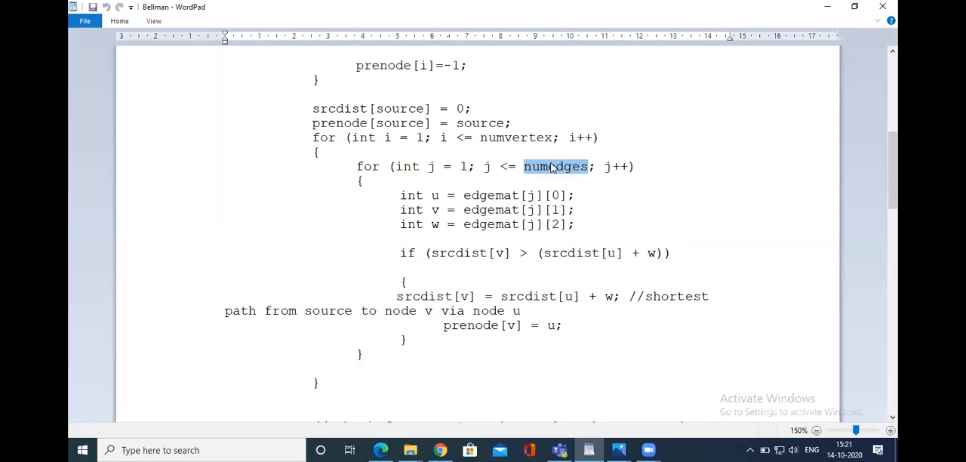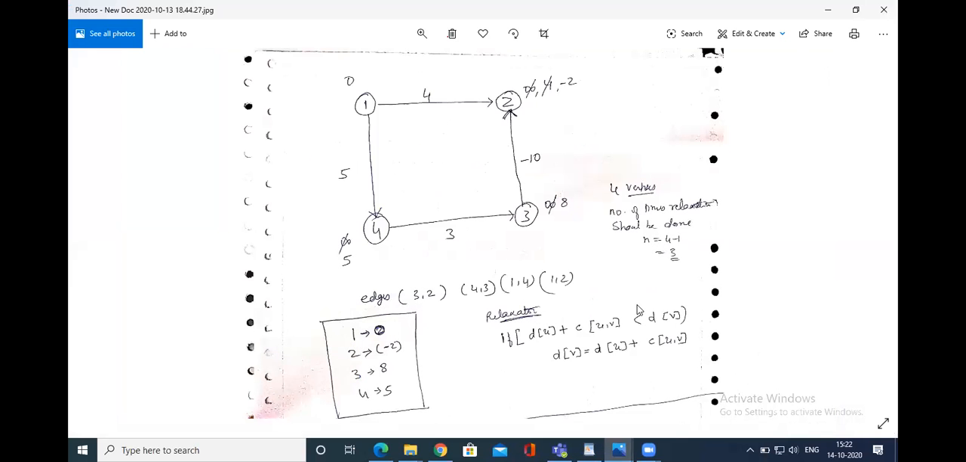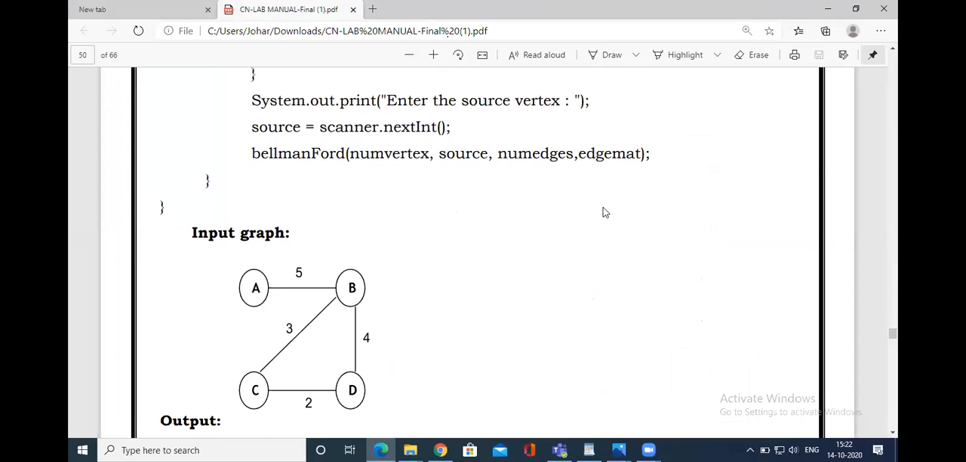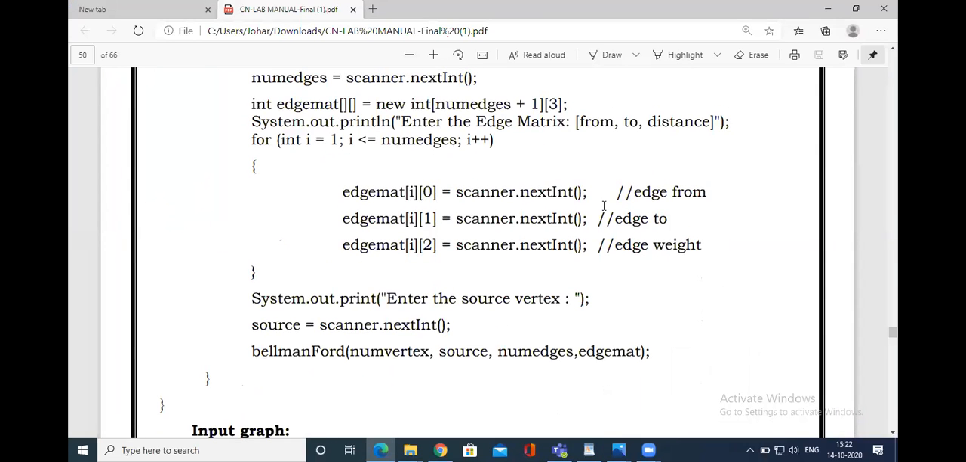Whereas if we have n vertices, this outer for loop will be executed 3 times for my first example that I showed you, and we have an edge list there. How many edges were there? 4 edges. So the inner loop will execute 4 times. So execute this program and try to find the output.